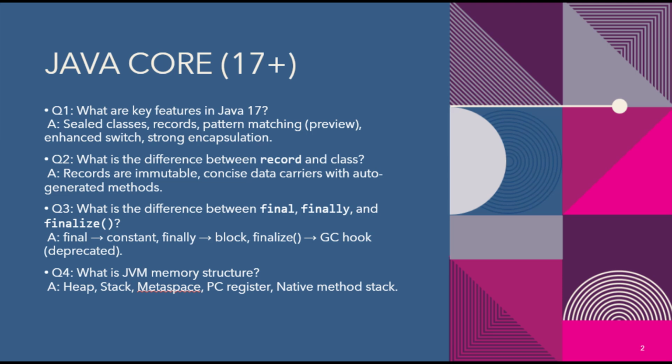Records are mainly used as immutable data carriers and reduce boilerplate code by automatically generating constructors, getters, equals, hashCode, and toString methods. Another classic question is the difference between final, finally, and finalize. Final is used to restrict change, finally is used in exception handling, and finalize was related to garbage collection but is now deprecated. Interviewers may also ask about JVM memory structure. The key areas are heap for objects, stack for method calls and local variables, metaspace for class metadata, program counter register, and native method stack.